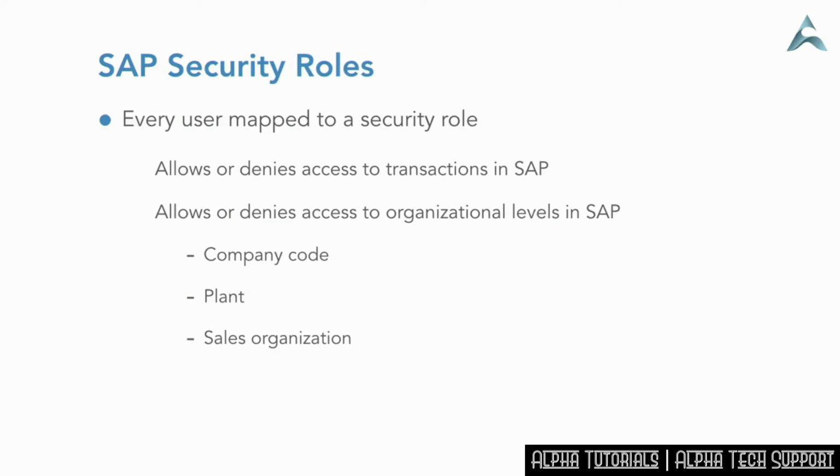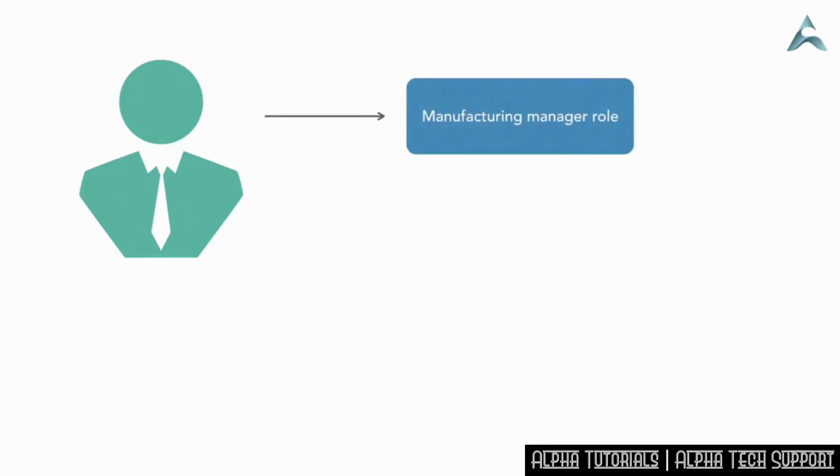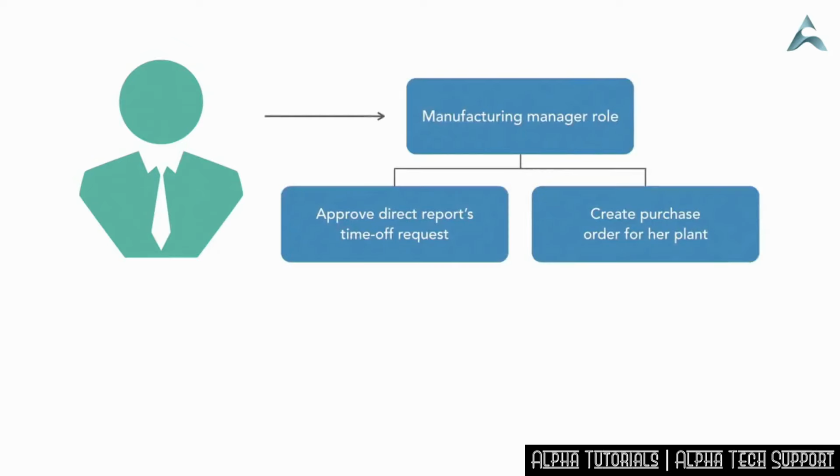Security roles in SAP ensure that there is a segregation of duties across a business. They make sure that the right people are doing the right transactions in the right areas of the system. Let's look at an example. Let's imagine there's a shop floor manager, and she's mapped to a role called Manufacturing Manager. This Manufacturing Manager role allows her to approve time off for her direct reports. It also allows her to create purchase orders in the system for her plant in California.